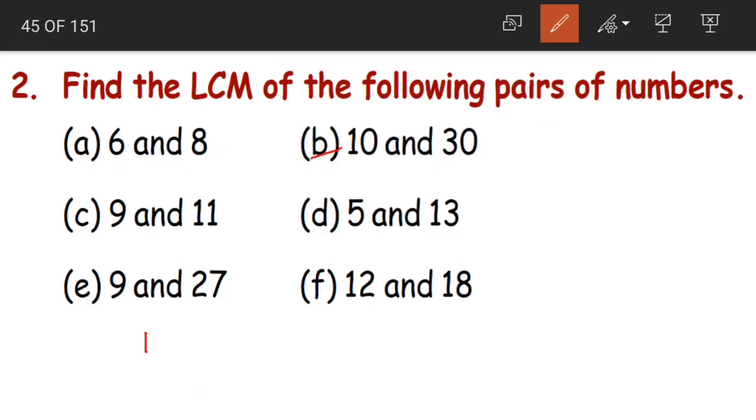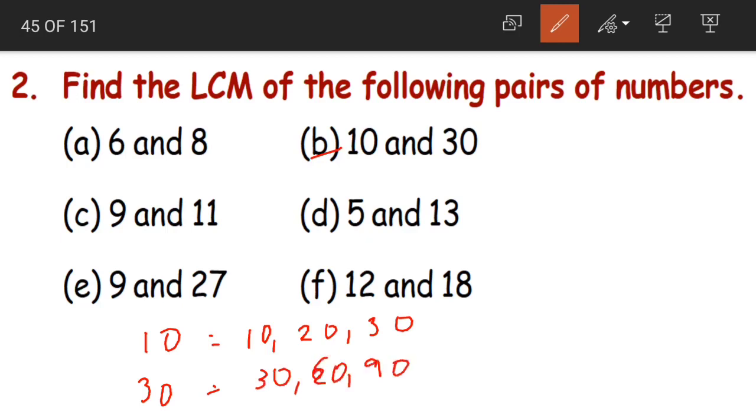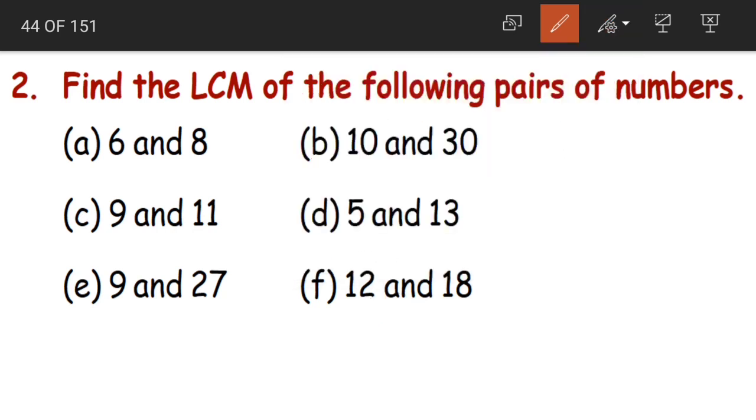Now coming to B, 10 and 30. We have 10, 20, 30. And then here we have 30, 60 and 90. Which is the LCM? 30 is our LCM. It is our first common multiple, so that becomes our least common multiple as well. That is 30. Coming to question C, 9 and 11.